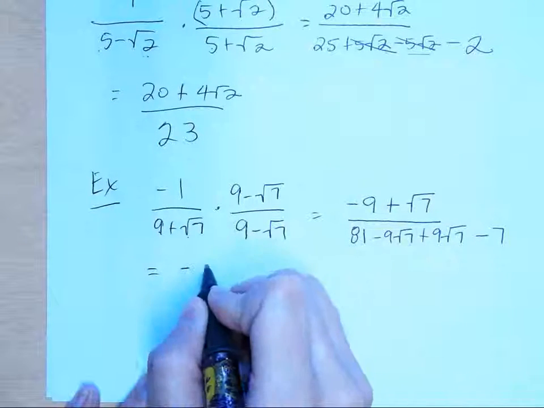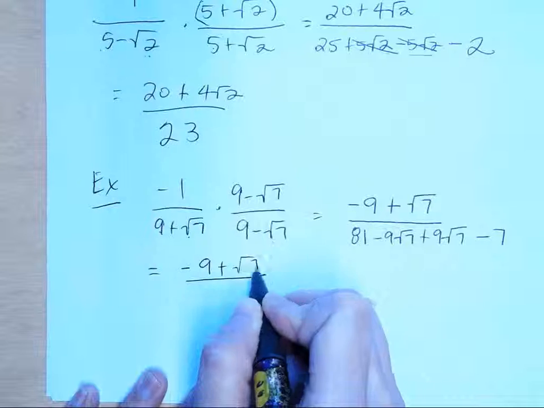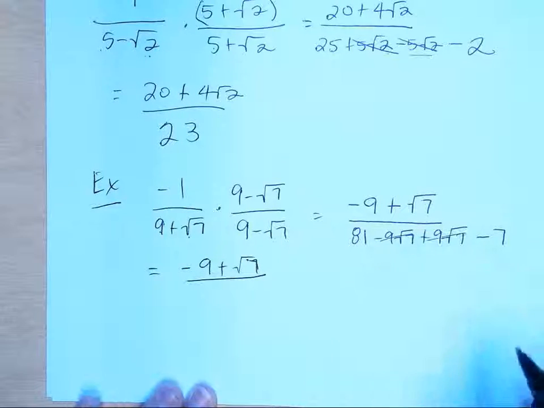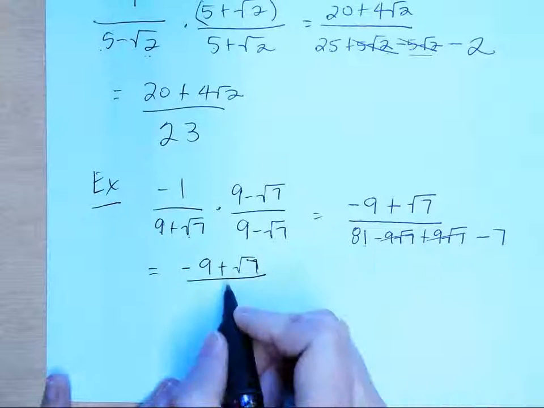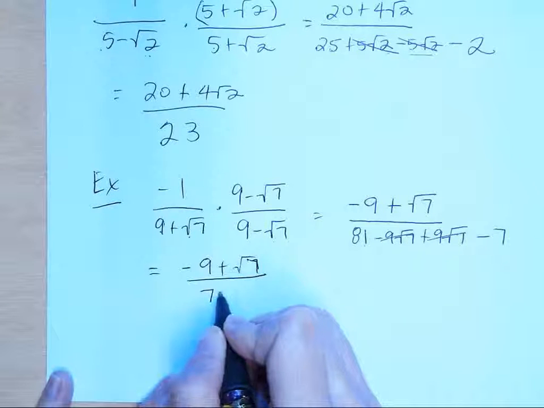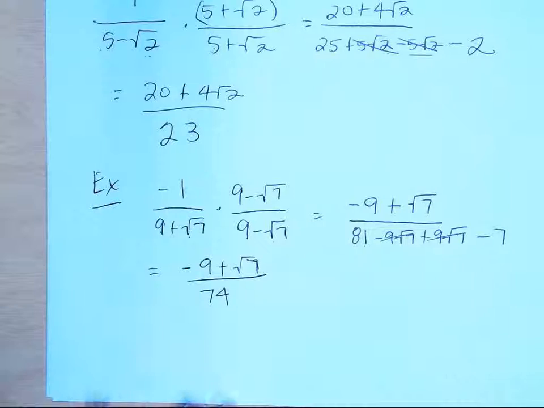So this gives us negative 9 plus root 7 over, again, the middle terms are going to simplify to 0. 81 minus 7 is what? 74. Yes, 74. Are you good?